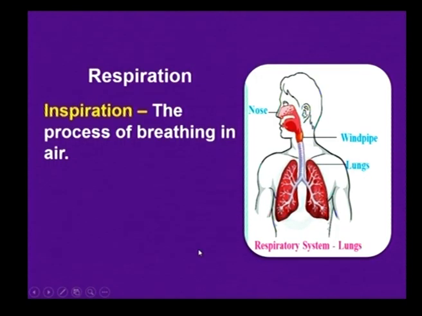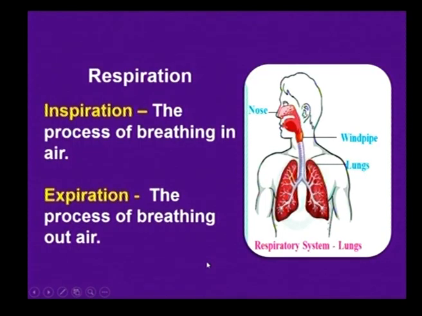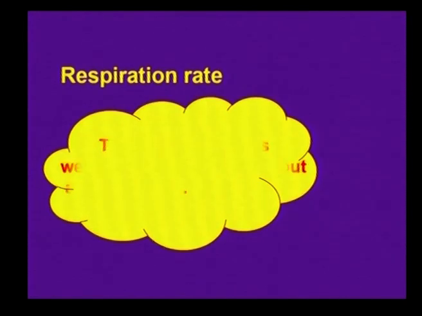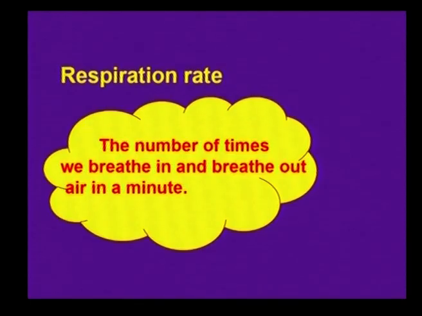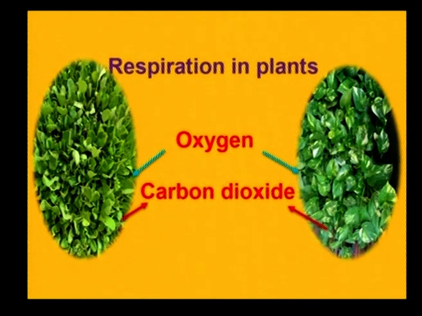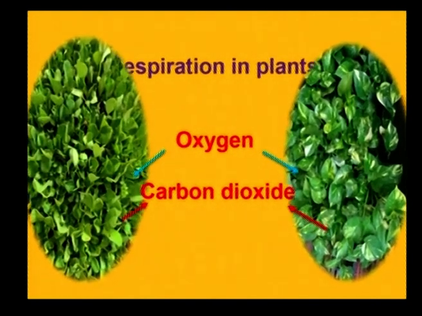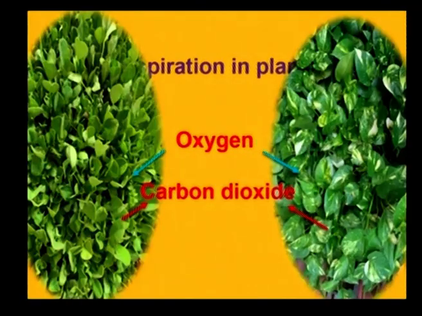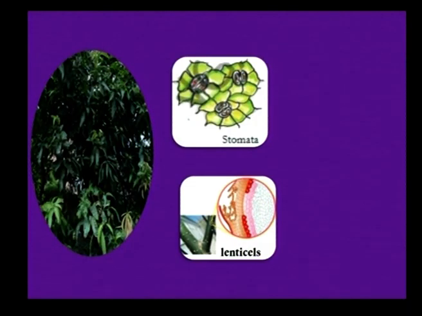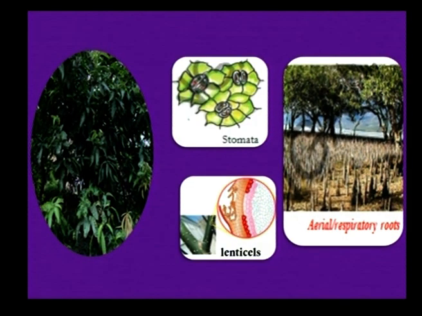Inspiration is the process of breathing in air and expiration is the process of breathing out air. Respiration rate is calculated as the number of times we breathe in and breathe out air in a minute. Do plants respire? Plants also respire. They take in oxygen and give out carbon dioxide during respiration. Stomata, lenticels and aerial or respiratory roots in some plants help them to respire.